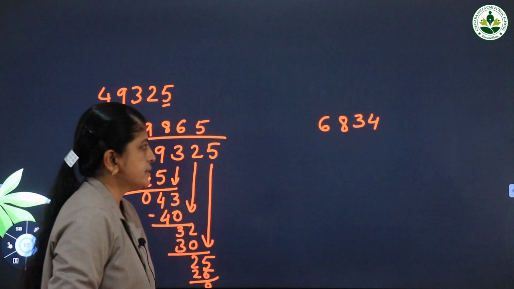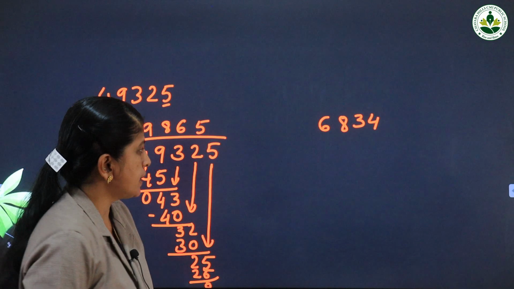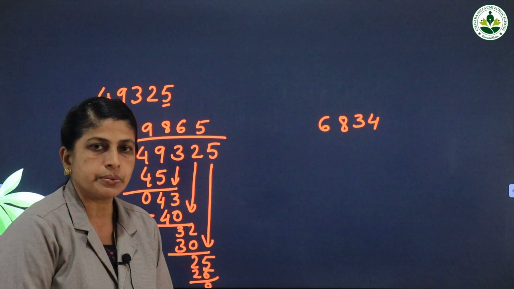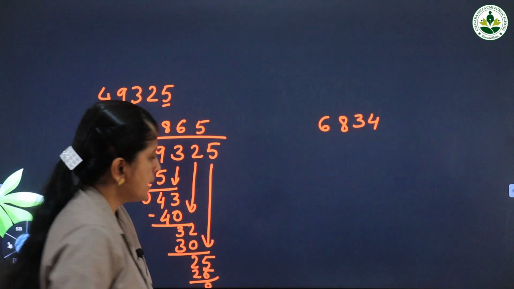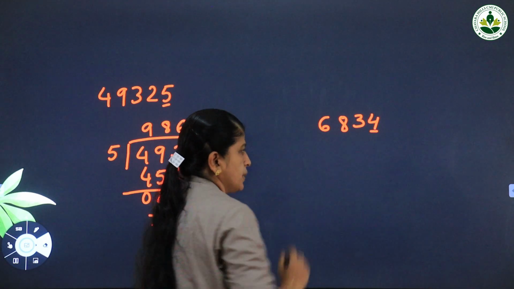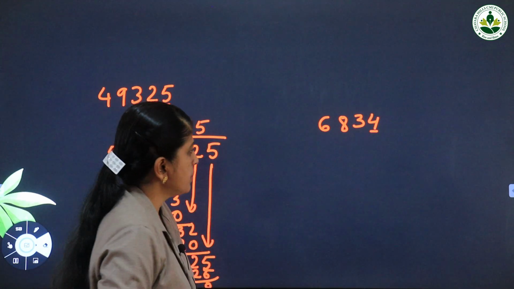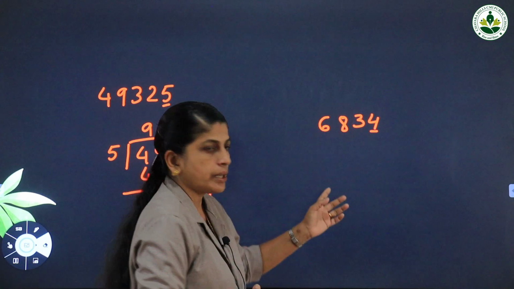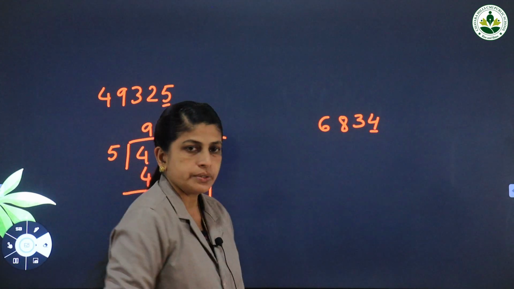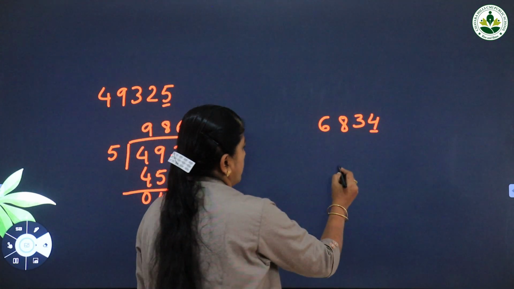The number is 6,834. Check whether it is divisible by 5 or not. Its ones place digit is 4. It is not 0 or 5. That means by using the rule, we can say that it is not divisible by 5. But we can check by division.